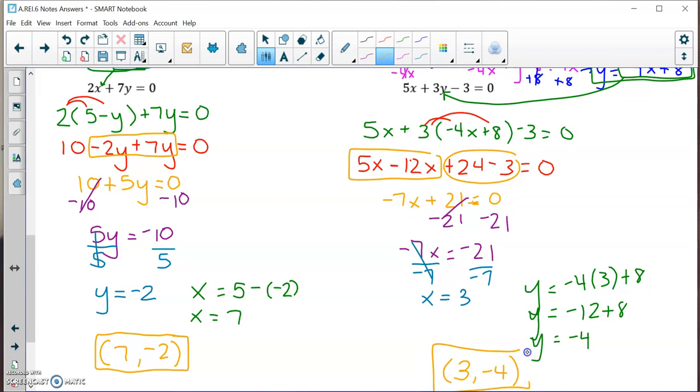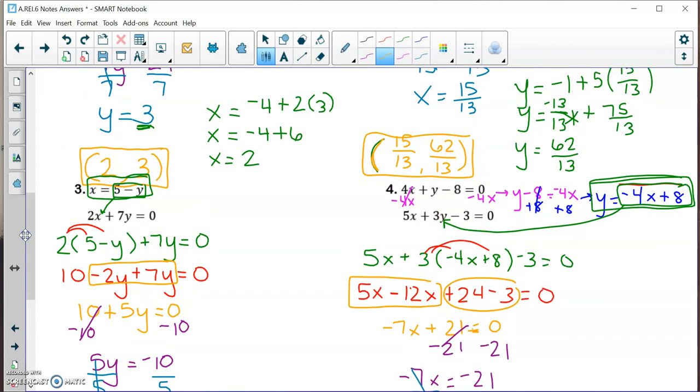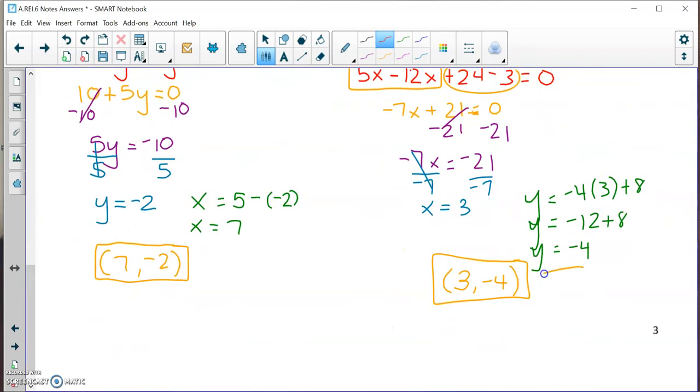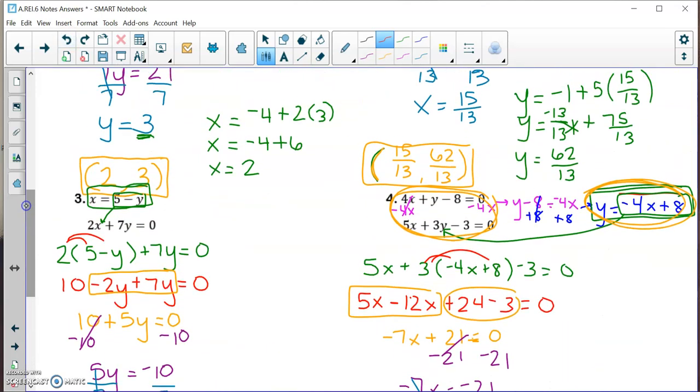Now I want to mention that when we are putting our x value or y value back in, you actually don't have to put it back into that equation. You can put your x or y value back into one of your original equations and you will find the other value that you need. It's up to you. The reason why I have been putting it into these equations that I isolated a variable in is because it's probably the easier equation to put your number back into.